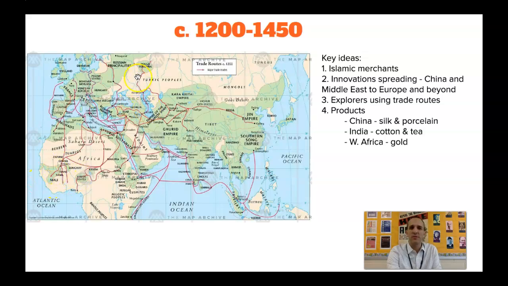This isn't really a specific trade route, but I do want to point out that we have the Byzantine Empire and eventually the Ottoman Empire spreading culture up into the Russian principalities, or the Russian city-states. And then we also have some trade going on with Venice and the Italian city-states here. Here are the key ideas from this time period.